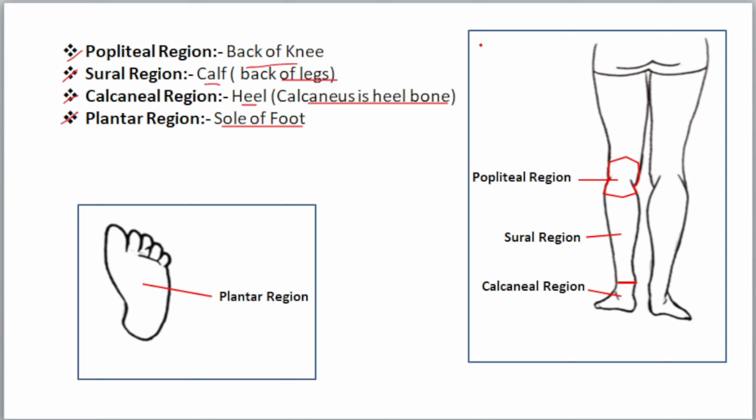See this picture, the back of the knee is called the popliteal region and the back of the leg is called the sural region, heel portion is called the calcaneal region, and the sole of the foot is called the plantar region. So I think this huge amount of figures helps you better understand this topic.